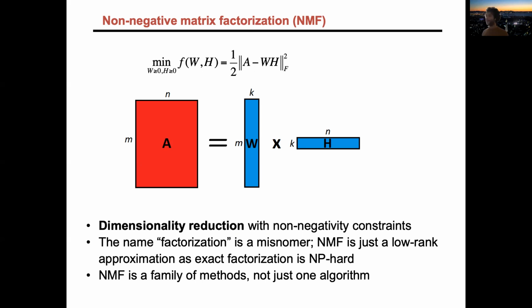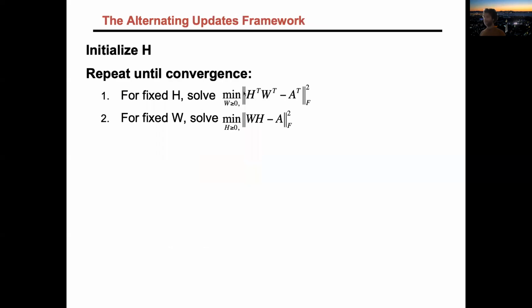And NMF is a family of methods, not just one algorithm. You can solve this optimization problem that's described on top, minimize the difference between A and WH in some norm, using several different algorithms. A very commonly used algorithm is the alternating updates. And the variations of this are alternating least squares, alternating non-negatively constrained least squares, and so on. But all of them look like this.